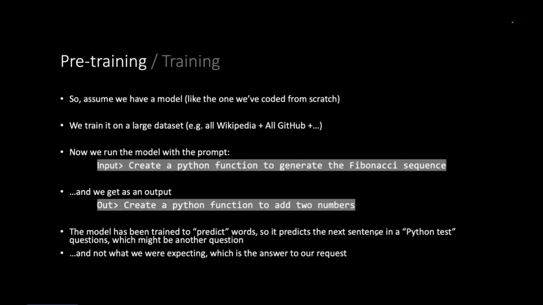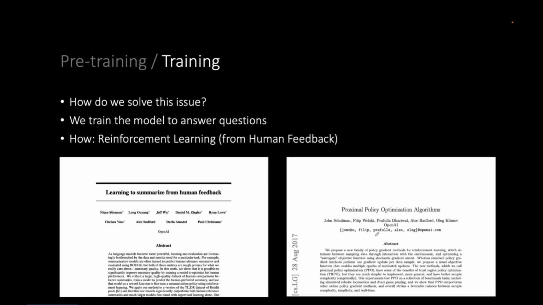So the problem is that we have to tell the model in some way that when we ask something, the model should give us an answer to that. And the model has no clue at the moment how to do that. It was only trained as a language model. So how do we do that? And this is the part where reinforcement learning comes in.